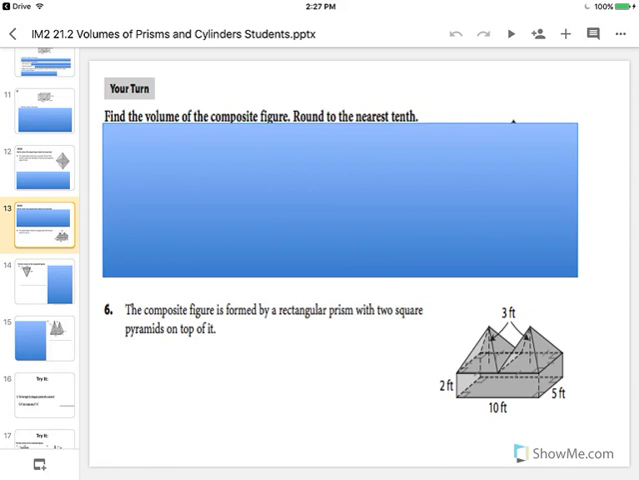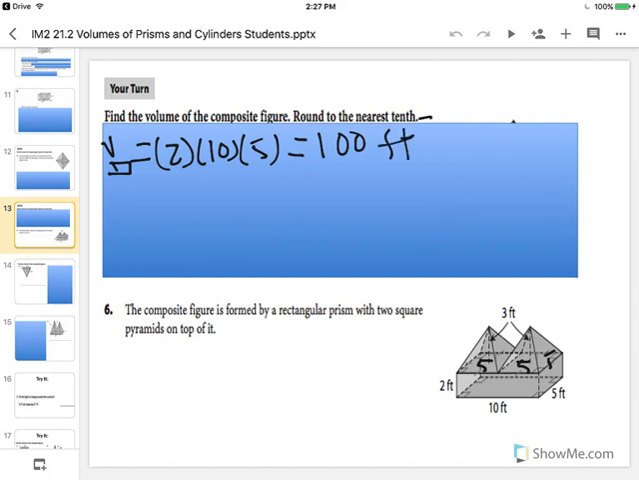Let's look at our diagram first. We have a square, which means the base of this pyramid would be 5 and 5. This is also 5, so they form a square base. First, find the volume of the rectangular base. That gives us 2 times 10 times 5, which is 100 feet cubed.